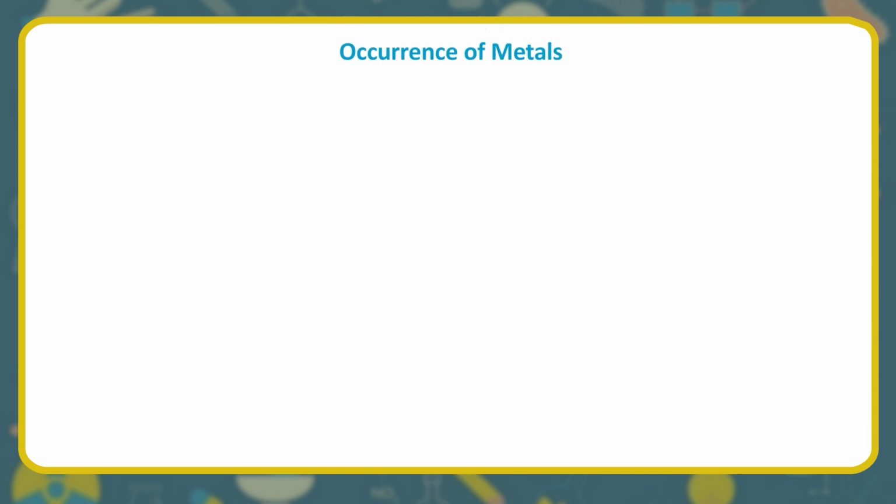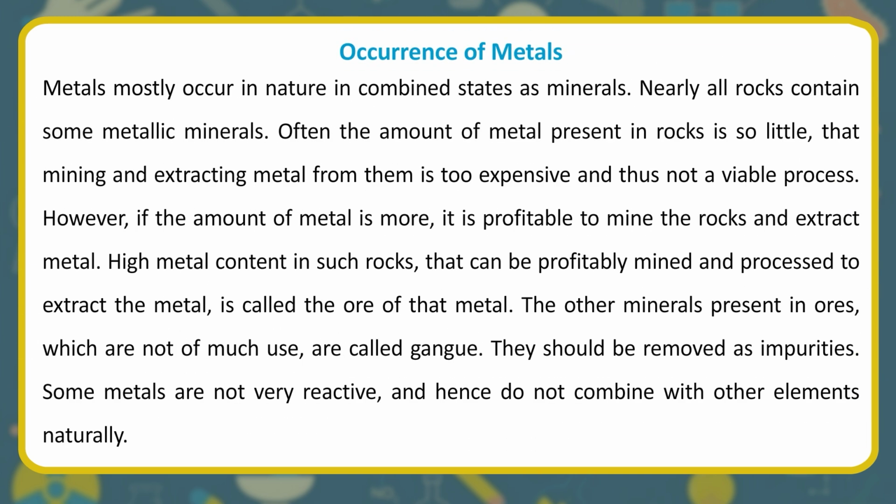Occurrence of metals. Metals mostly occur in nature in combined states as minerals. Nearly all rocks contain some metallic minerals. Often the amount of metal present in rocks is so little that mining and extracting metal from them is too expensive and thus not a viable process. However, if the amount of metal is more, it is profitable to mine the rocks and extract metal.